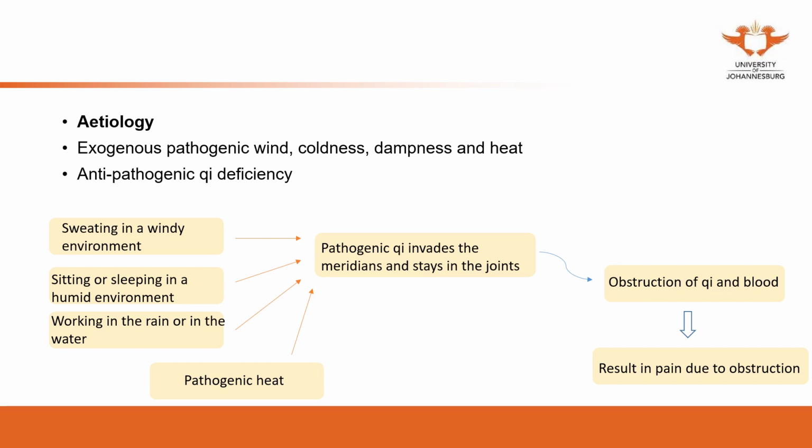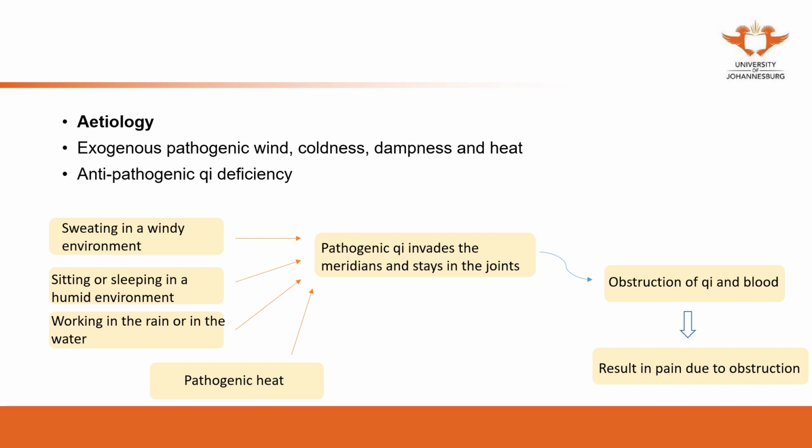When thinking about the etiology, we have to think in two aspects, based on the theory of yin and yang. We always think in two: the exogenous pathogens as well as the antipathogenic qi. So one is from the enemy, the pathogens, and one is from your army, the antipathogenic qi.